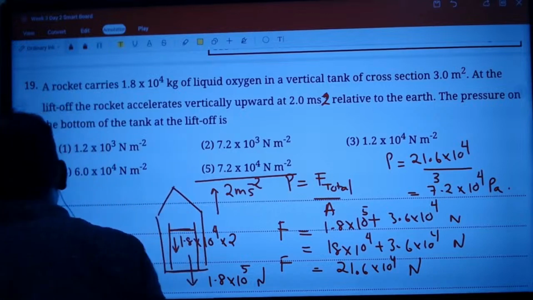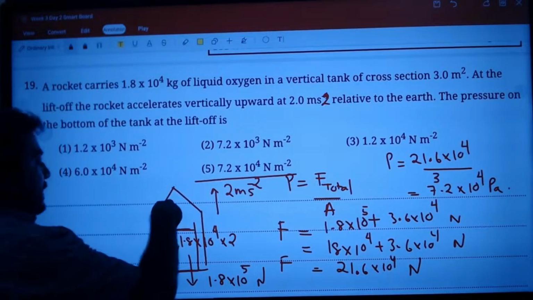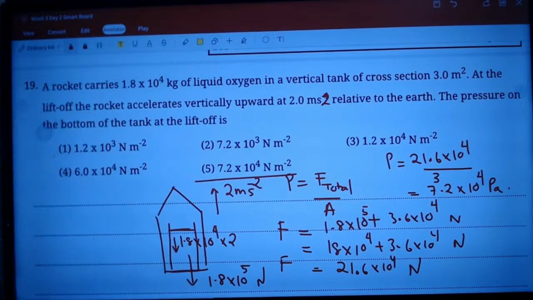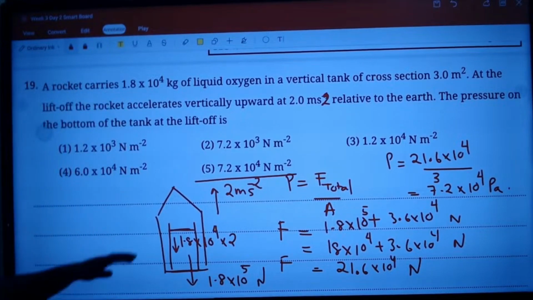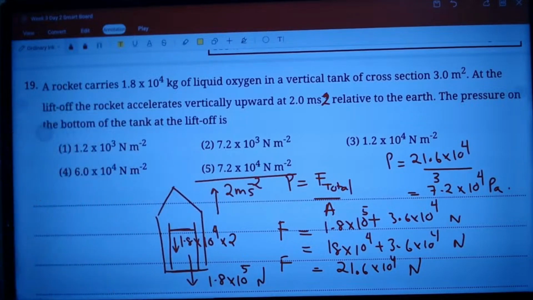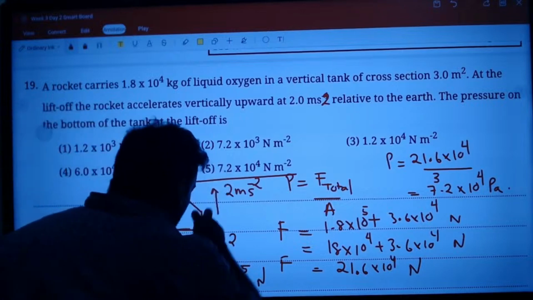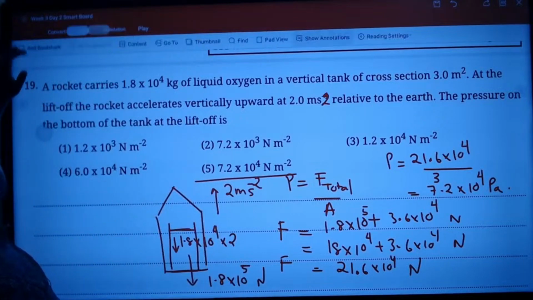When the lift accelerates, there will be a pseudo force acting on the liquid mass, pressing it further downwards. Thereby the total force is the weight and the pseudo force. Therefore the total force is the weight and the pseudo force. Right now.